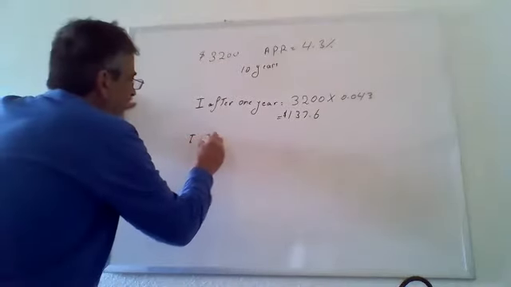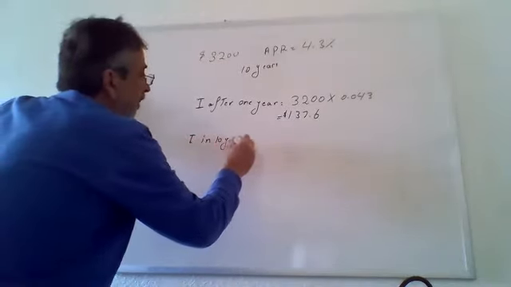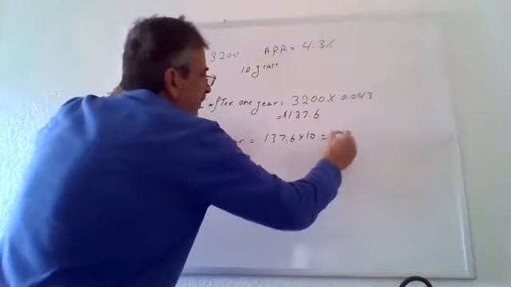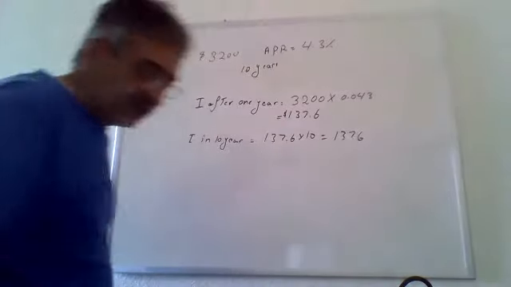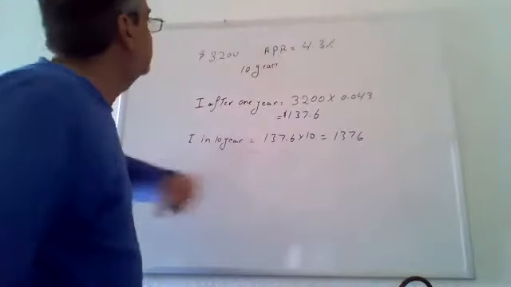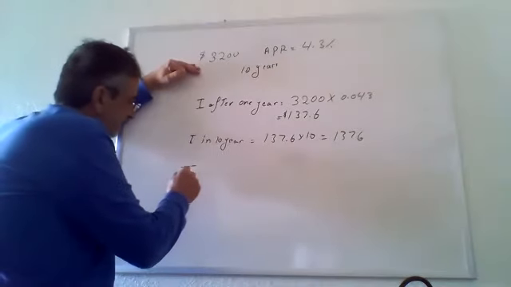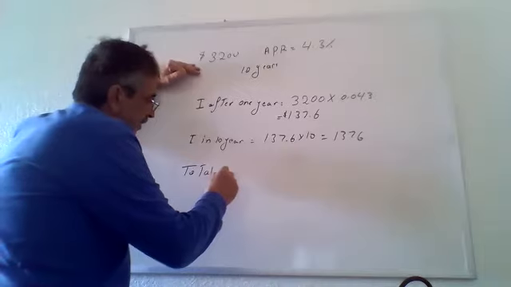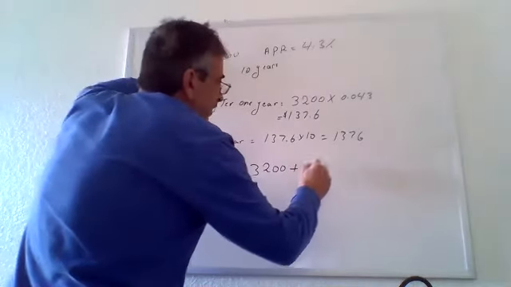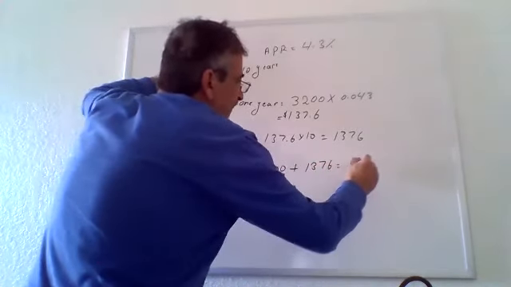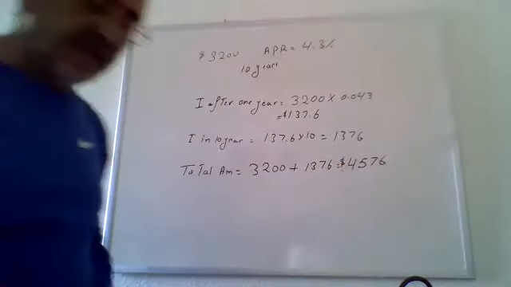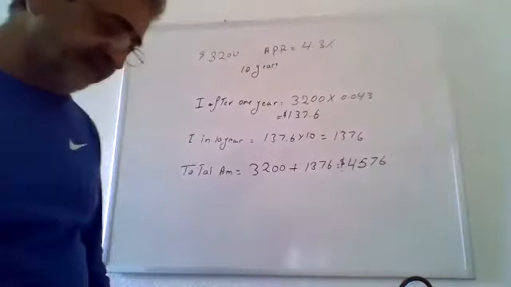Interest in 10 years equals 137.6 times 10, equals 1,376. So that's how much interest you're going to get after 10 years. Total amount is equal to the original plus the interest, and that's going to be 4,576. So 10 years later, you get $4,576 in the account. Clear?